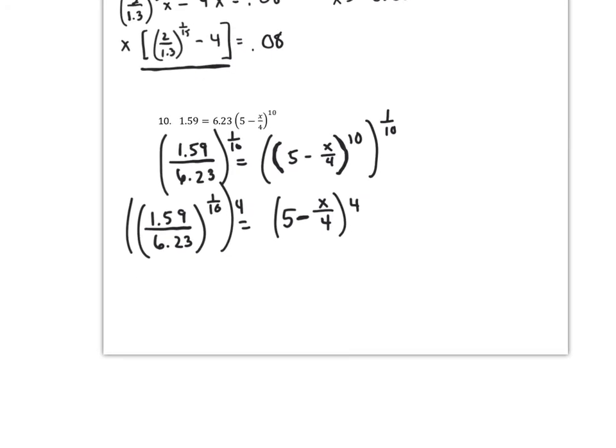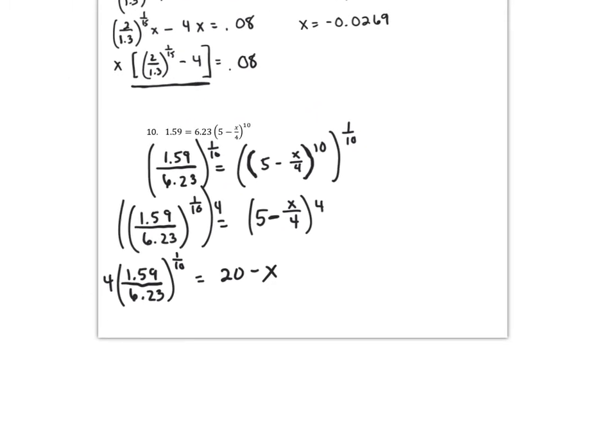So that's going to be a nasty calculator problem. 1.59 divided by 6.23, and that's raised to the 1/10. And I'm going to multiply it by 4. I'm going to put the 4 right there. Equals 5 times 4 is 20 minus x. So what do I have here? I need to subtract 20 from both sides.